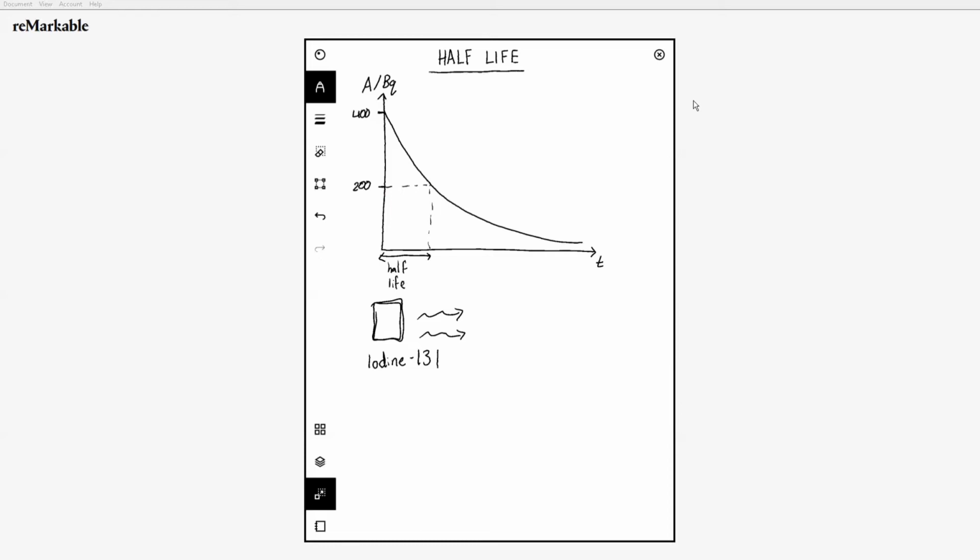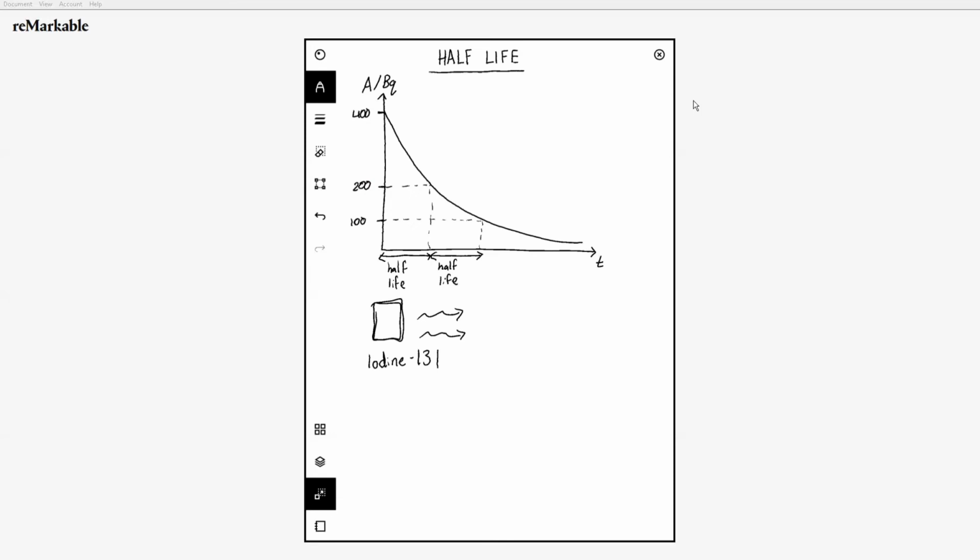Now, another thing to remember is once it gets to 200, then for it to decrease to half of its activity, it only decreases by 100 rather than 200 this time, because half of 200 is 100. So if you go over here like that, then that distance is another half-life, and so on. So that's basically what it is.